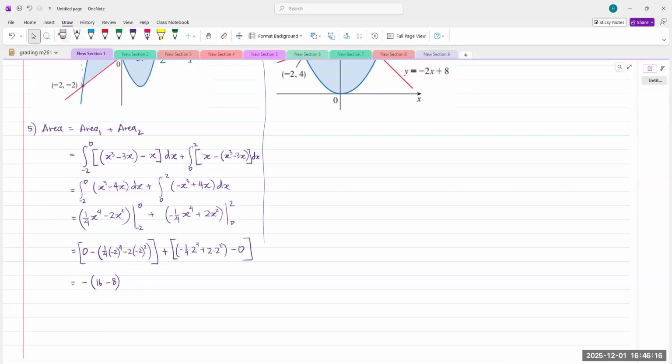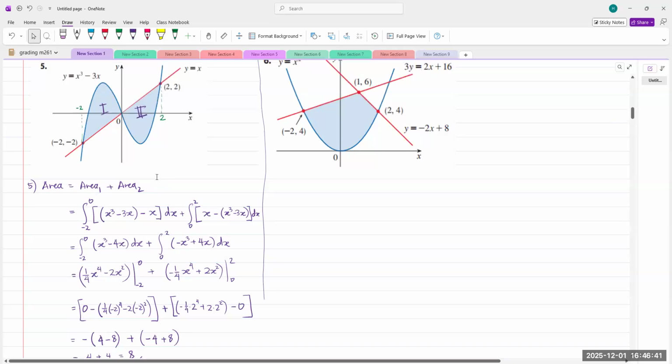Ah, my bad. It's 16 divided by 4, so this is 4. Duh. Plus, now, the one on the right hand side, there will be negative 4 plus 8 minus 0. So we get 4 plus 4, that equals 8. That's the area.